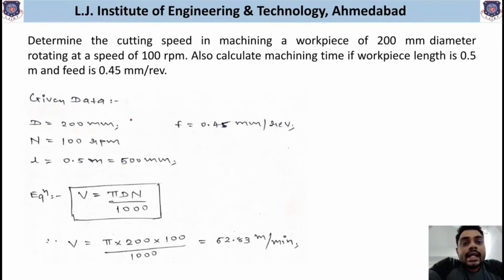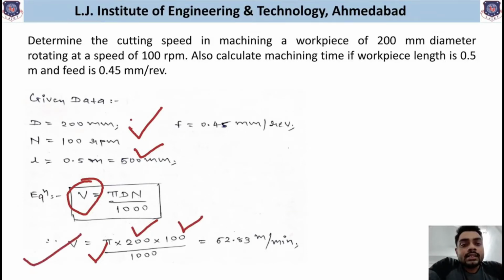As diameter is in mm and N is available in rpm, these two values are available. So from putting these values we will get the value of velocity in meter per minute. So just put all these values. Pi, the standard value, is 3.14, diameter given is 200, N is 100 rpm, and divided by 1000. So just solving this mathematical step you will get the value of velocity 62.83 meter per minute. So that is the first answer for the question to find the cutting speed.